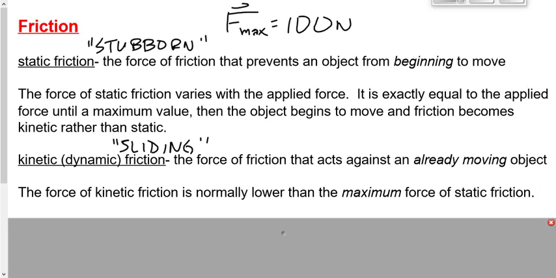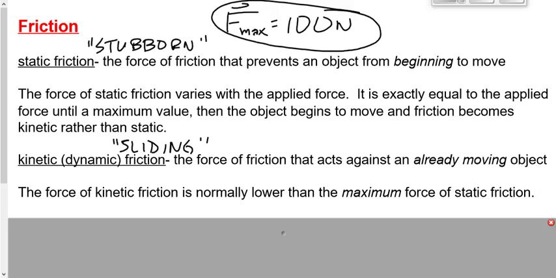So, let's use Jacob's desk again for a minute as our example. We'll keep the maximum force of static friction on Jacob's desk as 100 newtons. I push on Jacob's desk with 20 newtons. What type of friction do I have? Well, what kind of friction is acting on the desk? Okay, I push on the desk with 20 newtons. Does it move? No. Then it's static friction, right, that's acting on the desk.